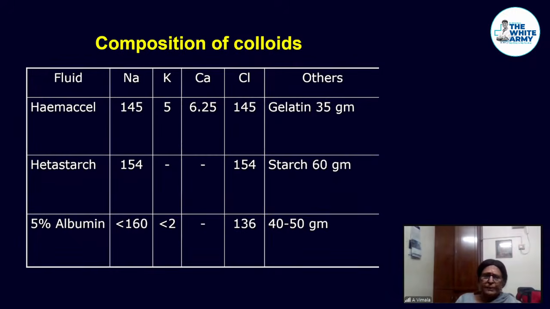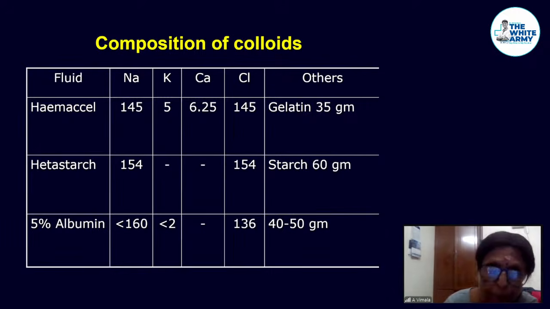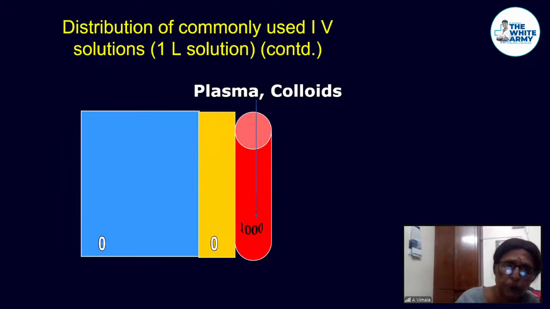So what are the colloids available? Earlier we used to have FMAS, hetastarch, etc. Now, the common colloid we use is the 5% albumin, which contains 160 sodium, 136 chloride, and also around 50 grams of albumin. So 5% albumin is the colloid which we use normally. Himaxil is also available, but is usually not used.